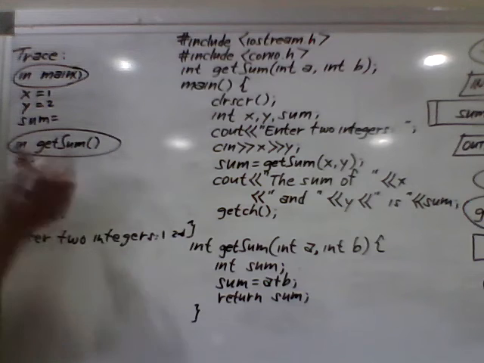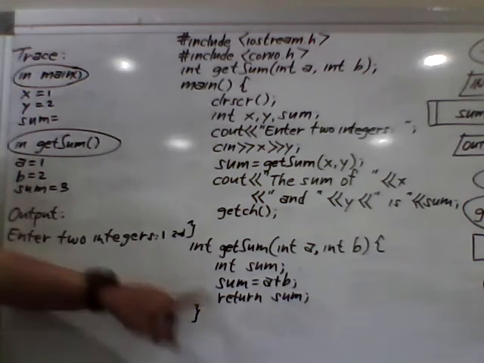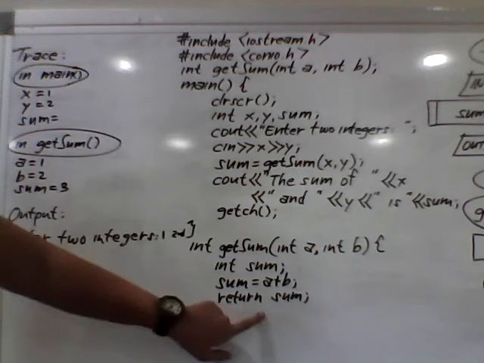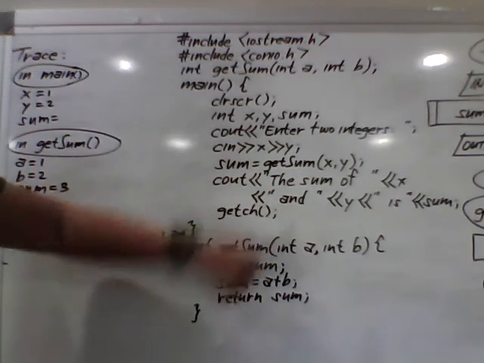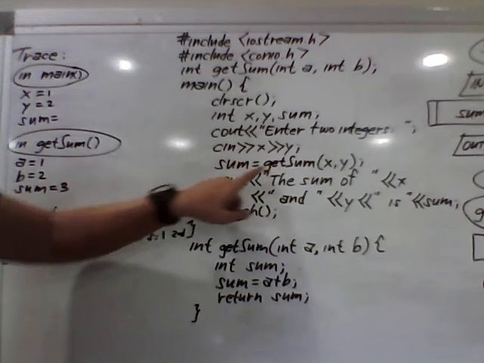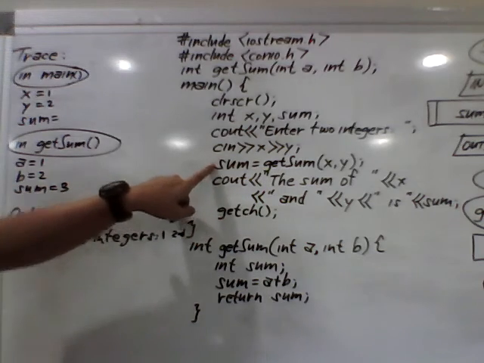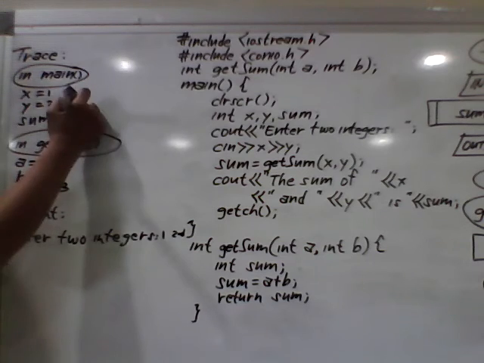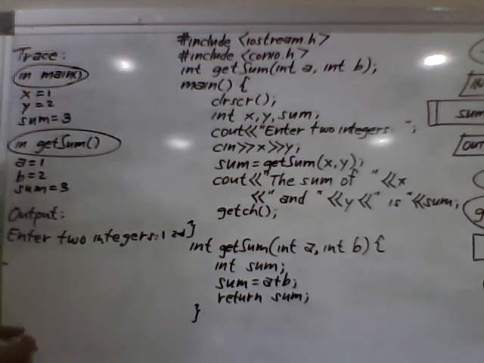The sum in getSum. Return sum. This means that the value 3 will go back. The execution goes back to the function call, and the value 3 goes to the variable sum of main. So now, in the main function, its own local variable sum will now have the value of 3.